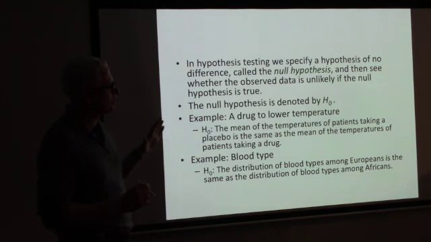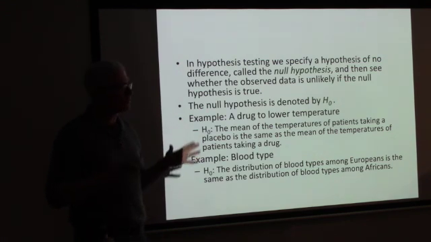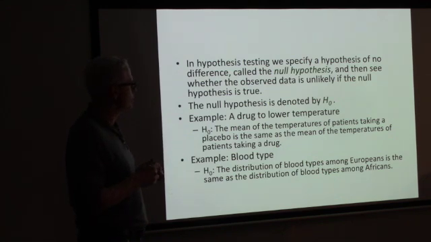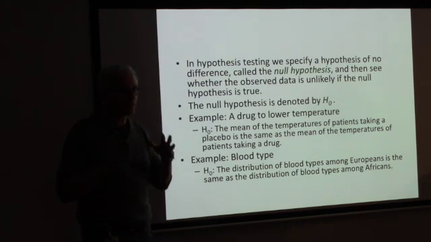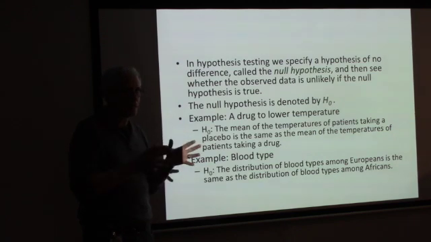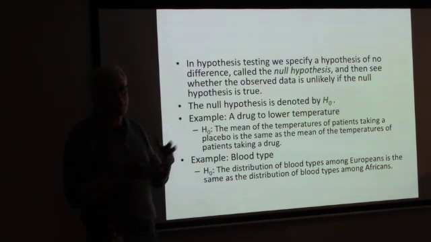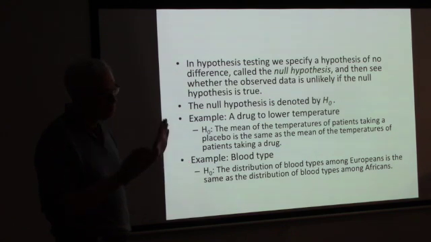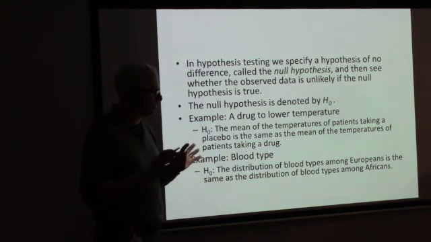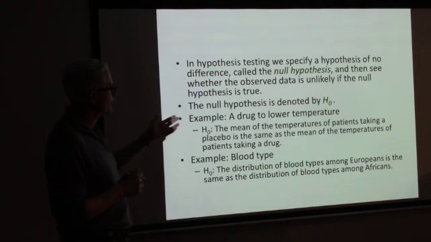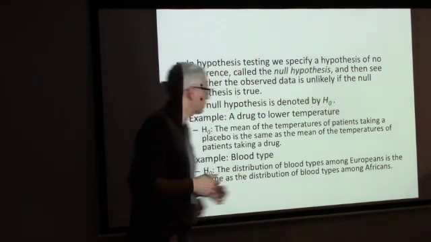Okay. So in hypothesis testing, we specify a hypothesis of no difference, called the null hypothesis, and then we see whether the observed data is very unlikely in the case of if the null hypothesis were true. And if the observed data is very unlikely when the null hypothesis is true, we say probably the null hypothesis is not true. That last step is a little tricky, but that's the general idea. The null hypothesis is often denoted by H0.